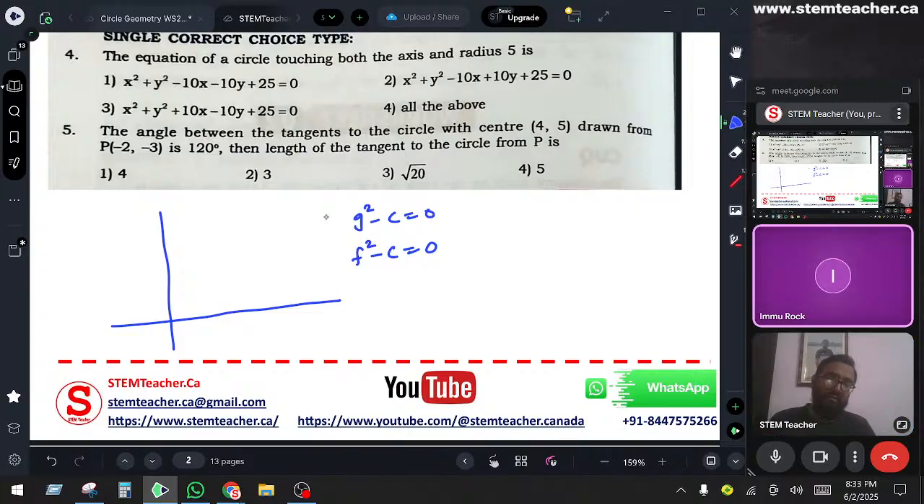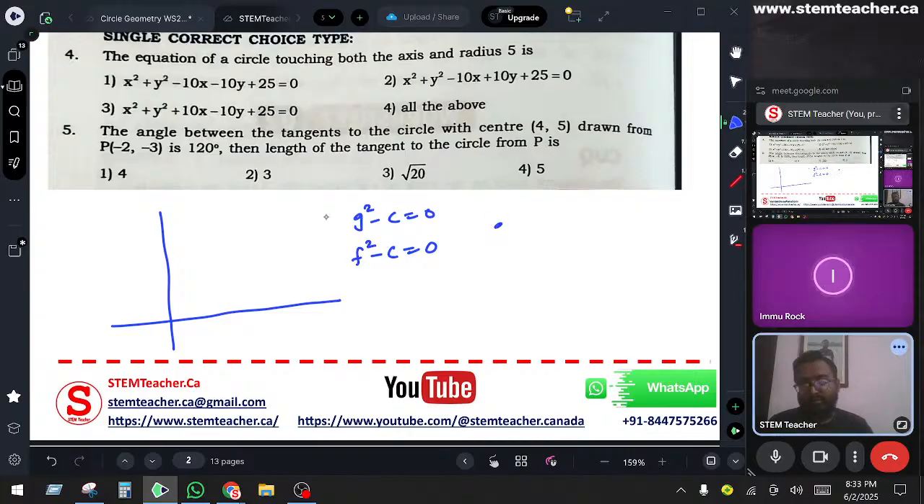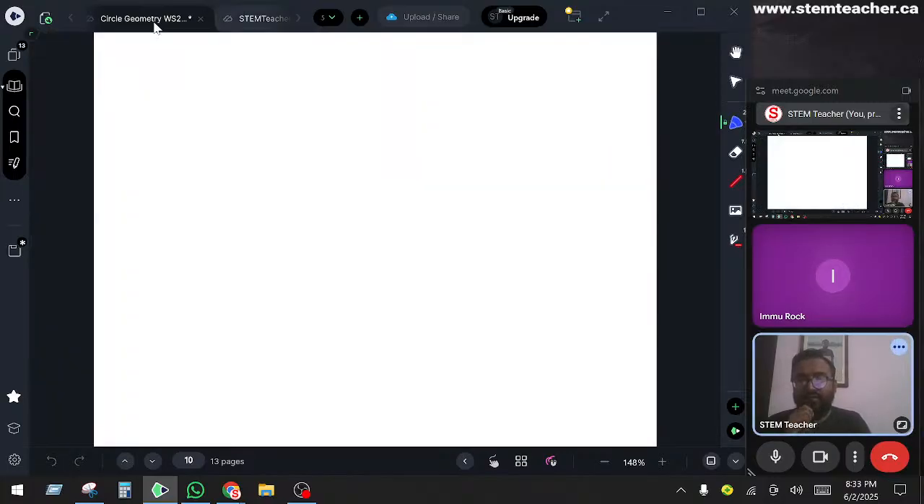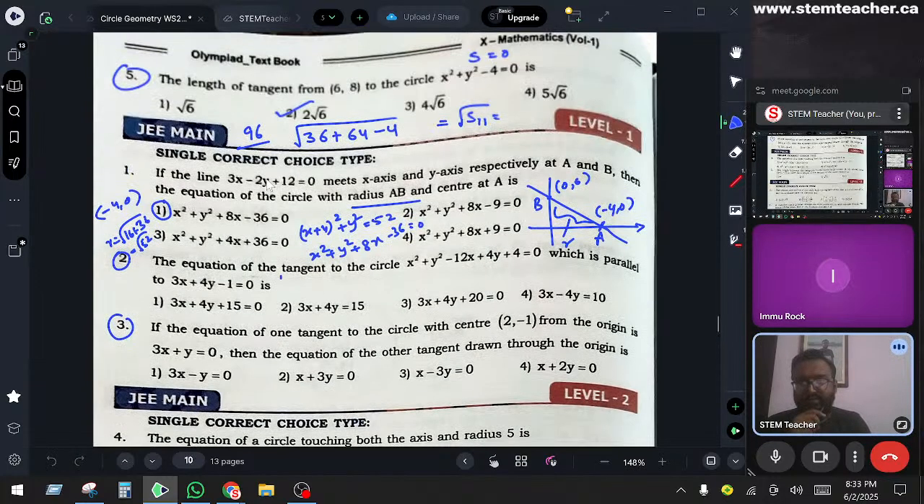और g square नहीं, ऐसा कुछ है कंडीशन. This is the distance, na? g square minus c will be the distance. Square root of g square minus c will be the distance. We can go.